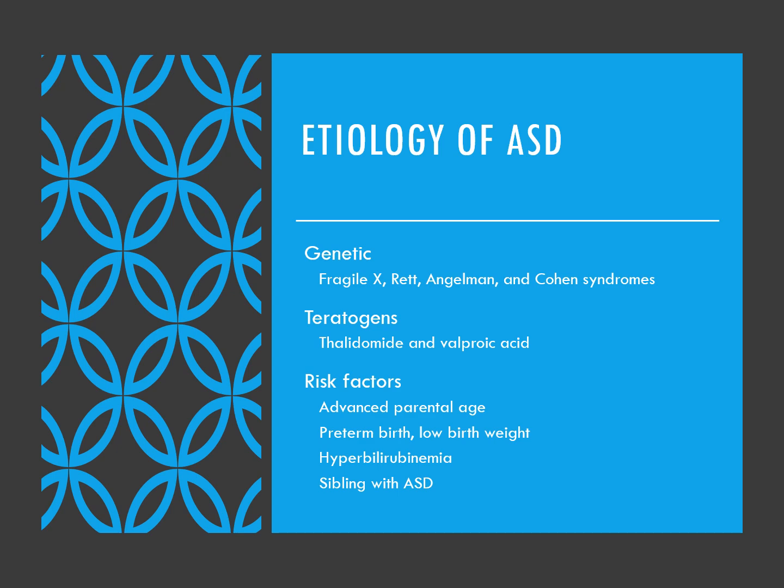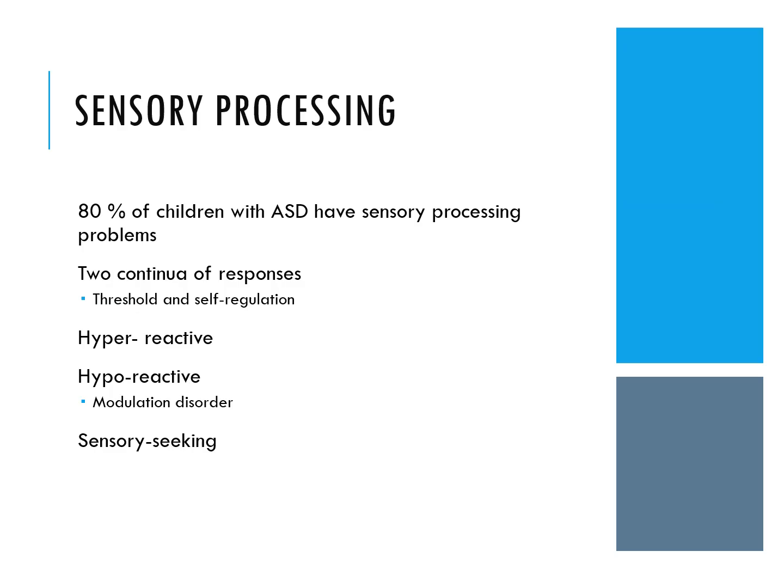Hyperbilirubinemia, and siblings with autism spectrum disorder. One of the biggest issues that patients with autism experience is sensory processing. And so 80% of children with autism spectrum disorder have sensory processing problems.